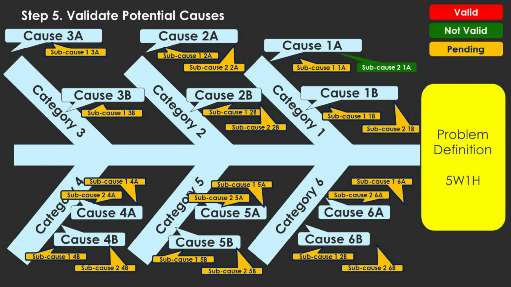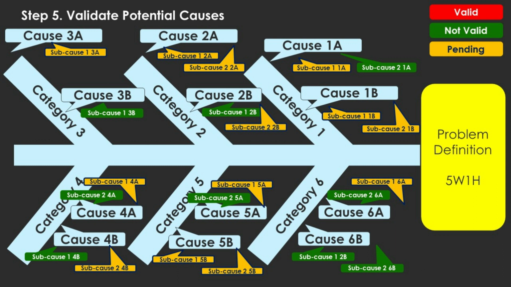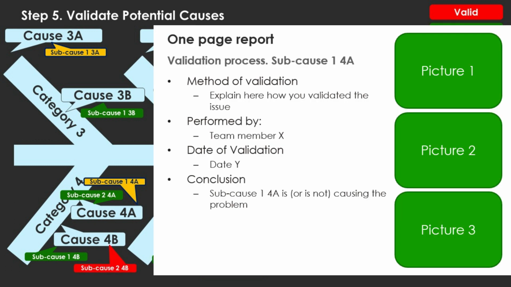Step 5. Validate potential causes. After the brainstorming session is done, all potential causes must be checked to confirm if they are part of the problem or not. Consider a one-page report for each validation process.